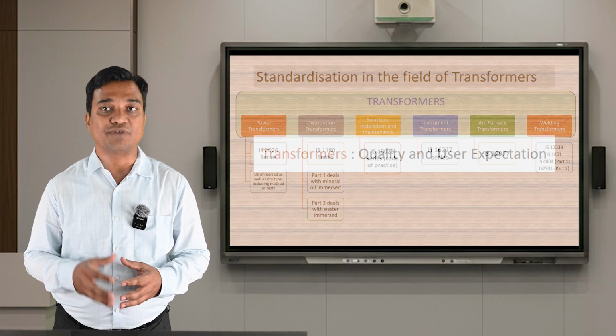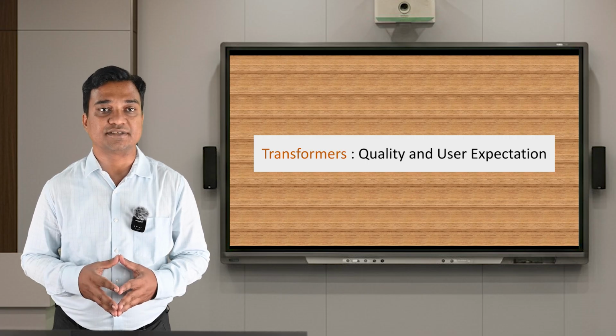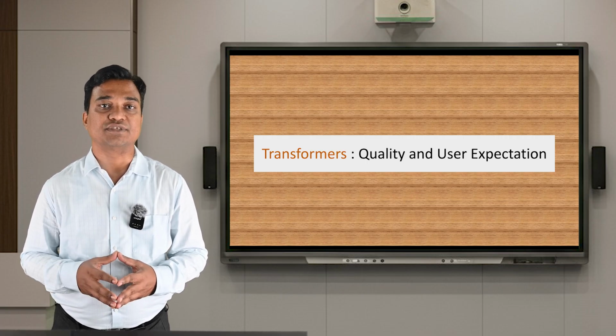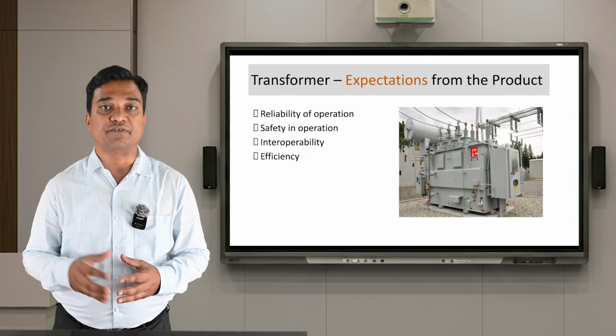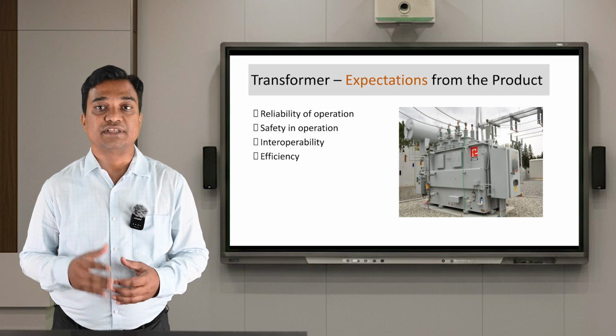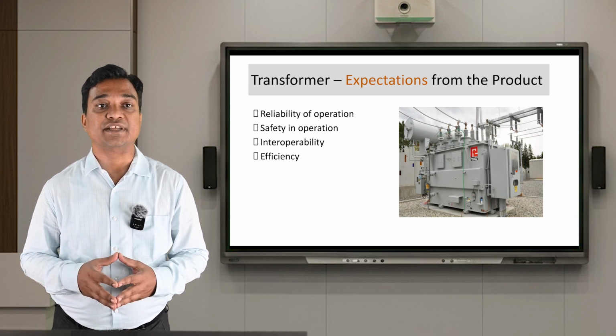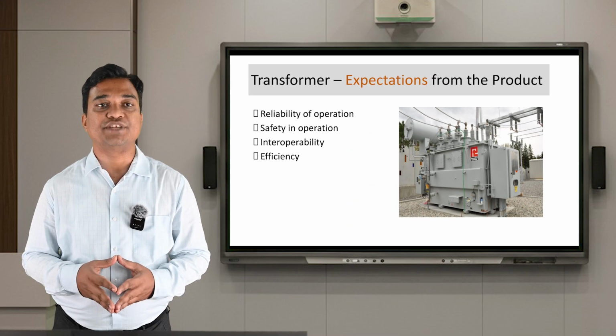Let us discuss on the quality aspects of transformers with an attempt to capture user expectations. Every product has a set of user expectations. In case of transformers, the users are the power utilities and distribution companies. From their viewpoint, the expectations are broadly classified into four categories: reliability of operation, safety in operation, interoperability and efficiency. Let us dive deeper into each one of them.